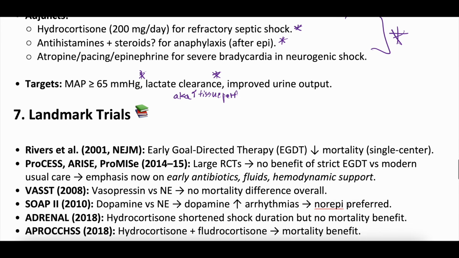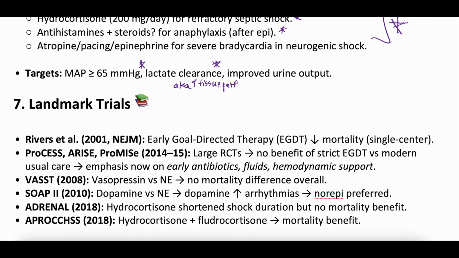All right, there are some landmark trials. We're not going to go through any of these; we're just going to read them out so you know they exist. None of them are super relevant to this episode, although they are very relevant to the management of the different distributive shock states. So there's early goal-directed therapy by Rivers et al. in 2001, published in the New England Journal of Medicine, which was followed by ProCESS, ProMISe, and ARISE in 2014 and 2015, which looked at early goal-directed therapy versus usual care. There's the VASST trial that looked at vasopressin. There was the SOAP II trial that looked at dopamine versus norepinephrine, and ADRENAL and APROCCHSS, which studied stress-dose steroids. Again, all these are important, and we'll leave them here for your perusal, but none of them are super relevant for this episode itself.